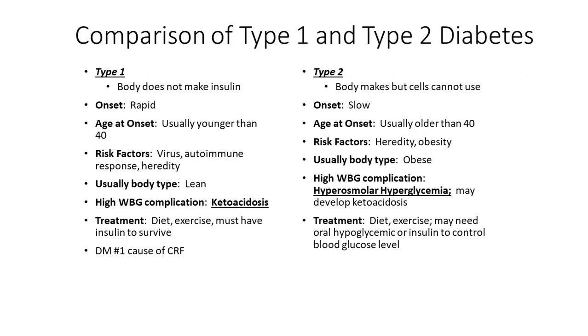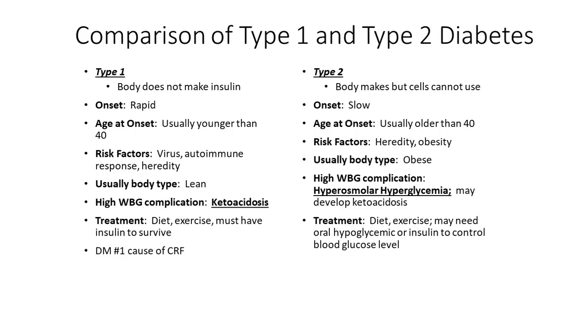So type 1, just to go over this again, the body's not making insulin. It's affecting the beta cells. It's a rapid onset. Generally, this is when you're going to see onset in the younger ages. Juvenile, but they're going to be diagnosed with diabetes when they're younger.